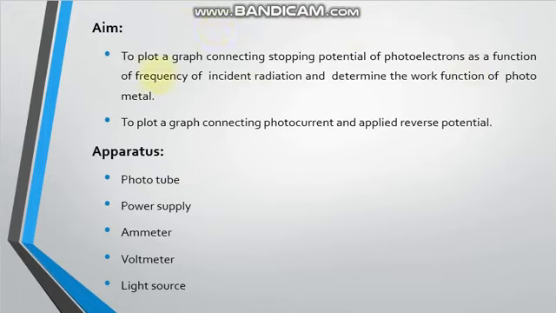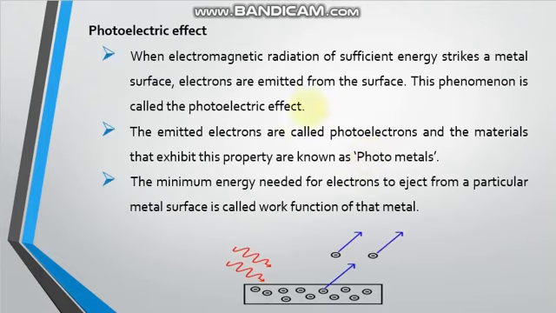So the aim of this experiment is to plot a graph connecting the stopping potential of photoelectrons as a function of frequency of incident radiation and determine the work function of the photometal. The second one is to plot a graph connecting photocurrent and applied reverse potential. So these are the two aims of this experiment, and the apparatus used in this experiment are: phototube, power supply, ammeter, voltmeter and light source.